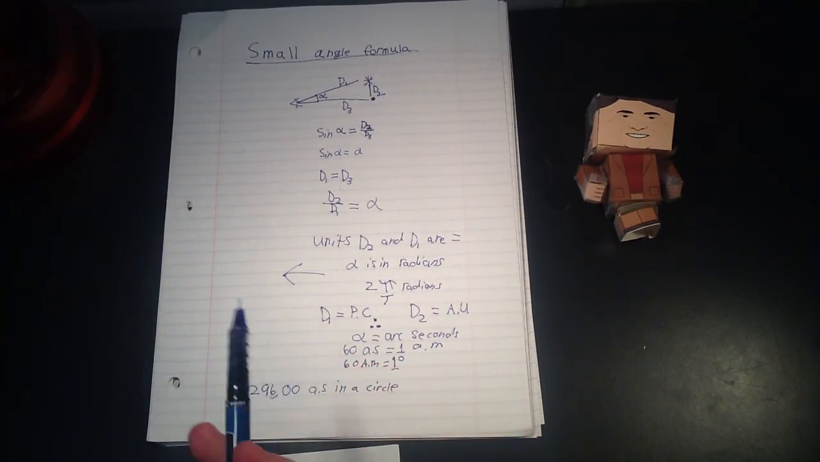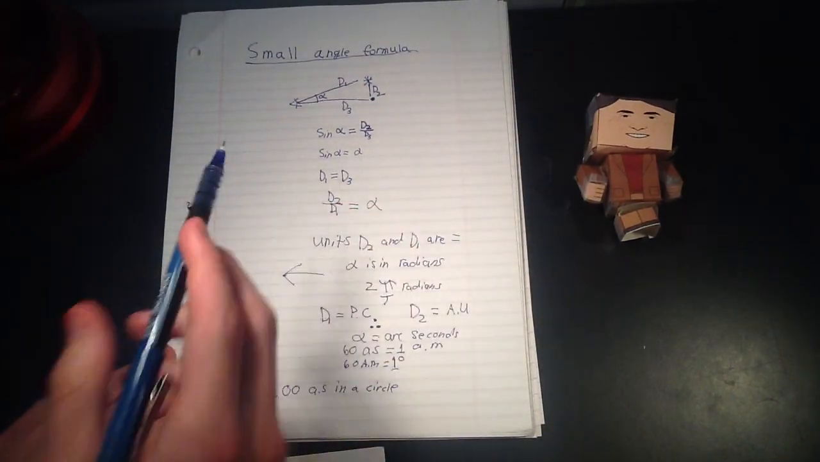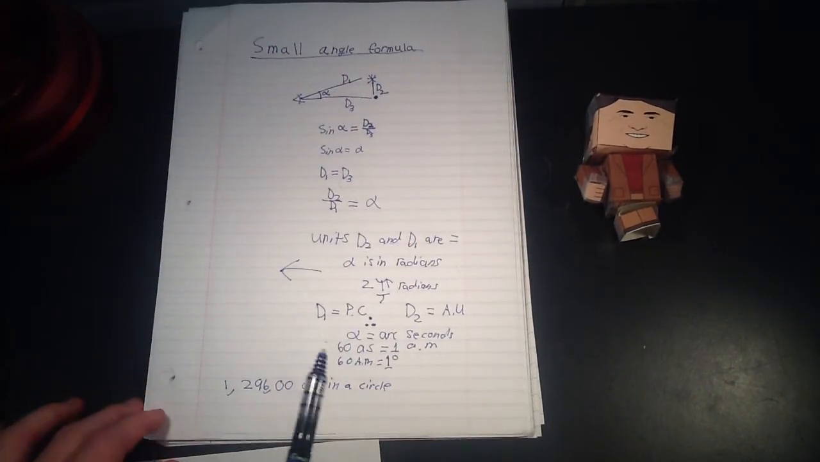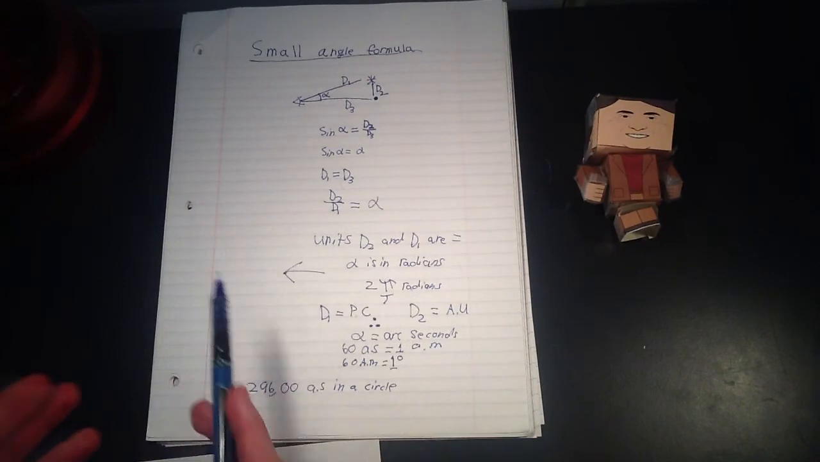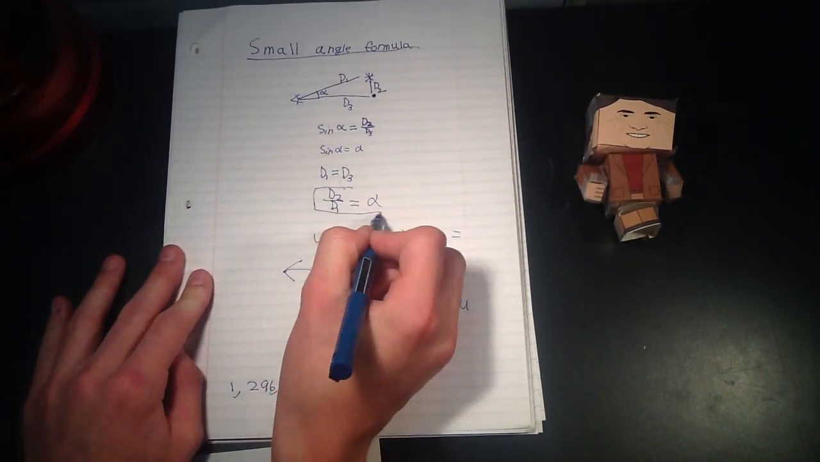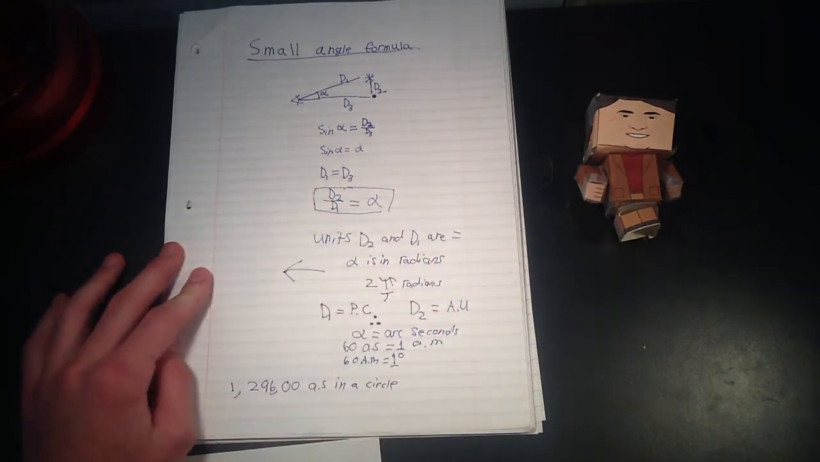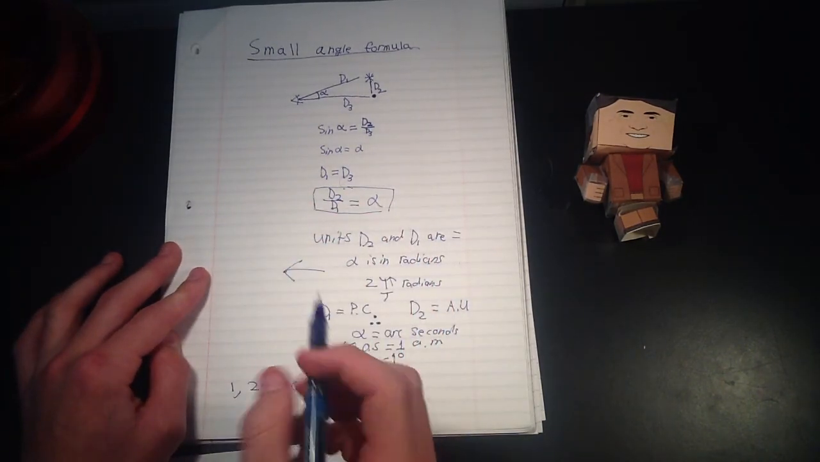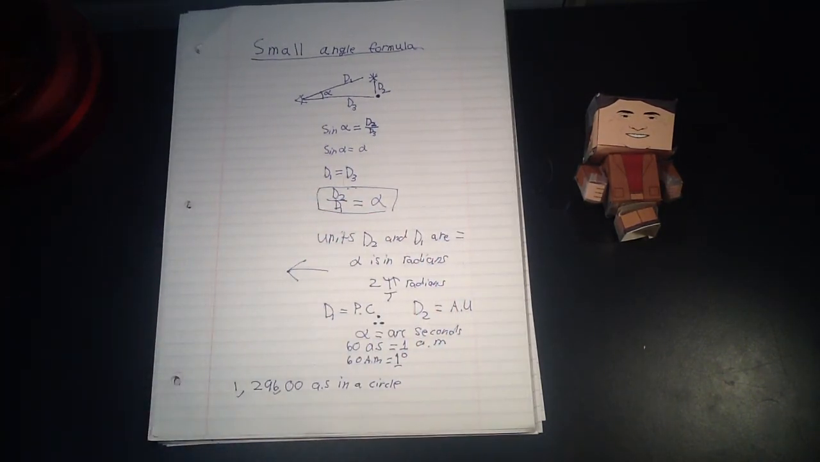And so what we've learned today is the small angle formula, which is d2 over d1 equals alpha.